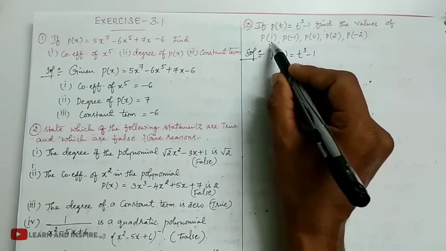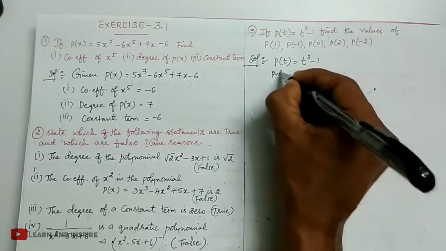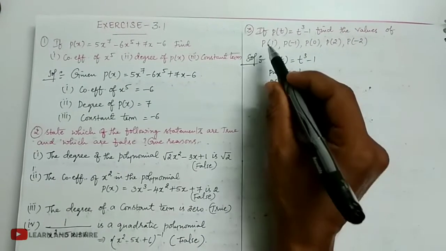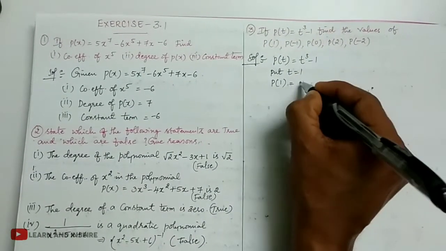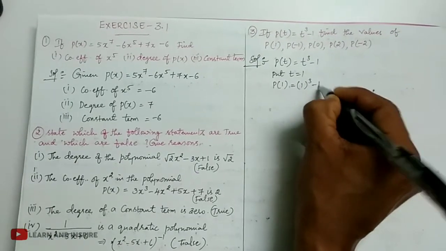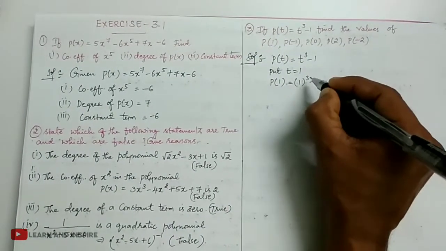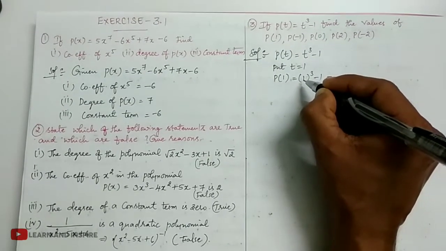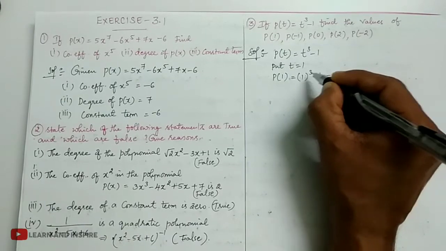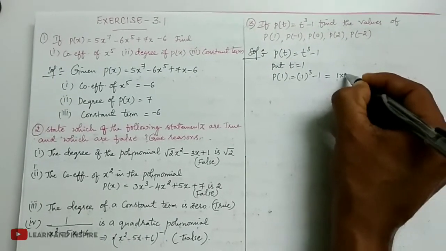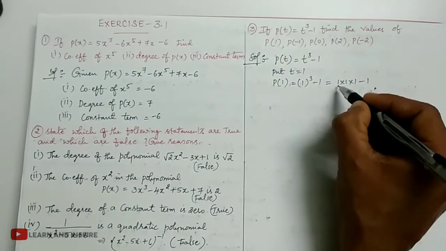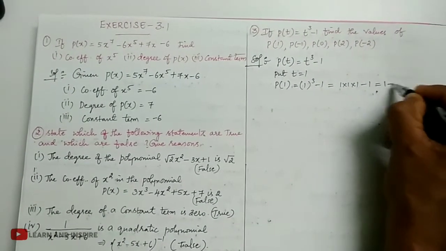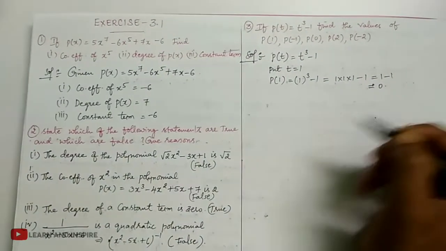What is the first value? We have to substitute. Put t equals 1, then it becomes p of 1. P of 1 is equal to, in place of t we substitute 1, so 1 cube minus 1. 1 cube is nothing but 1 multiplied 3 times. The power represents the number of times the number is multiplied. So 1 into 1 into 1 is 1, minus 1. 1 minus 1 is equal to 0.